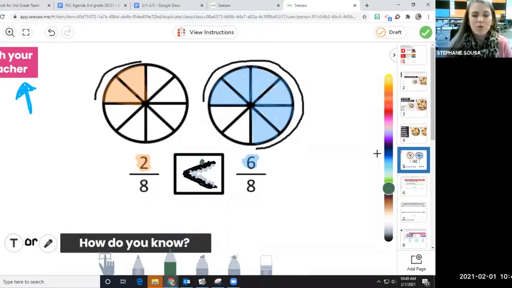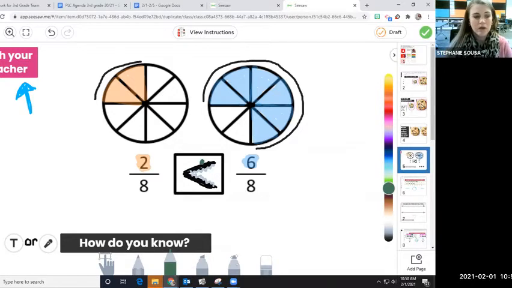Okay. What questions can I answer about why 2/8 is less than 6/8? Questions, concerns, or comments? Feeling good?